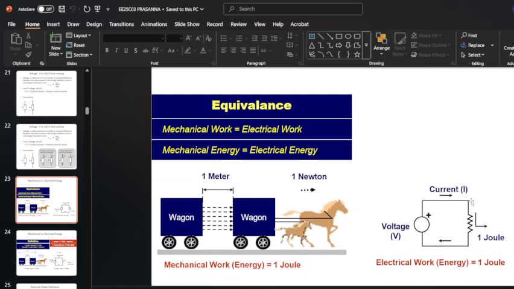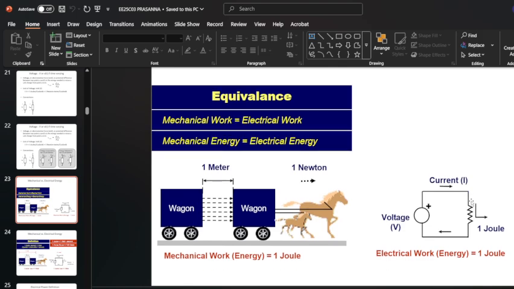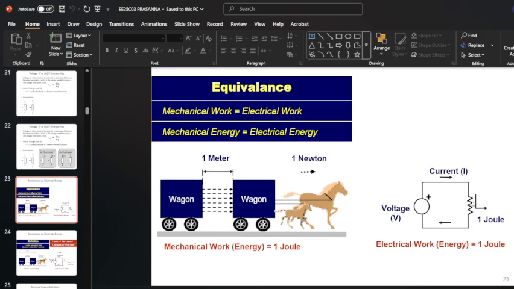So mechanical work equal to 1 joule, electrical energy equal to 1 joule. So we can say both are equal. Both the mechanical energy or mechanical work will be equal to electrical work or electrical energy. Clear?